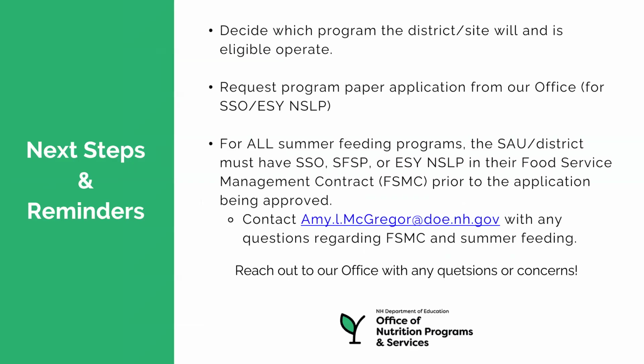So what's next? You'll want to decide which program the site will and is eligible to operate. Then you'll request a paper application from our office. The paper application will just be for SSO and ESY. SFSP is done through My NHDOE, similar to the NSLP application process. And as a reminder, for all summer feeding programs, the SAU or the district must have the summer program they will be operating in their food service management company contract before the application is approved. You can contact Amy McGregor in our office with any questions about adding that to your FSMC contract.